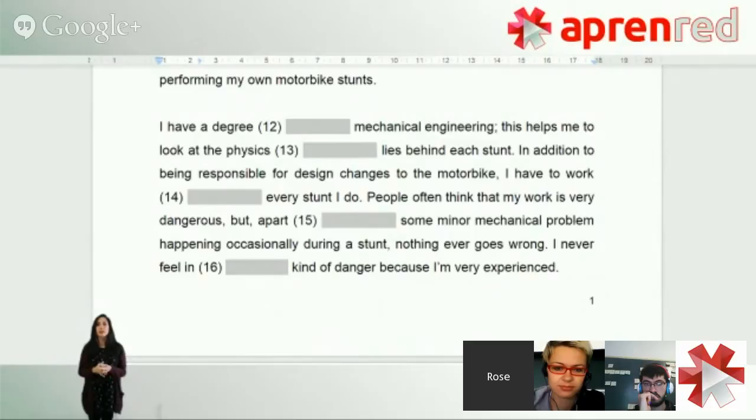People often think that my work is very dangerous, but apart gap some minor mechanical problems happening occasionally during the stunt, nothing ever goes wrong. I never feel in gap kind of danger because I'm very experienced.